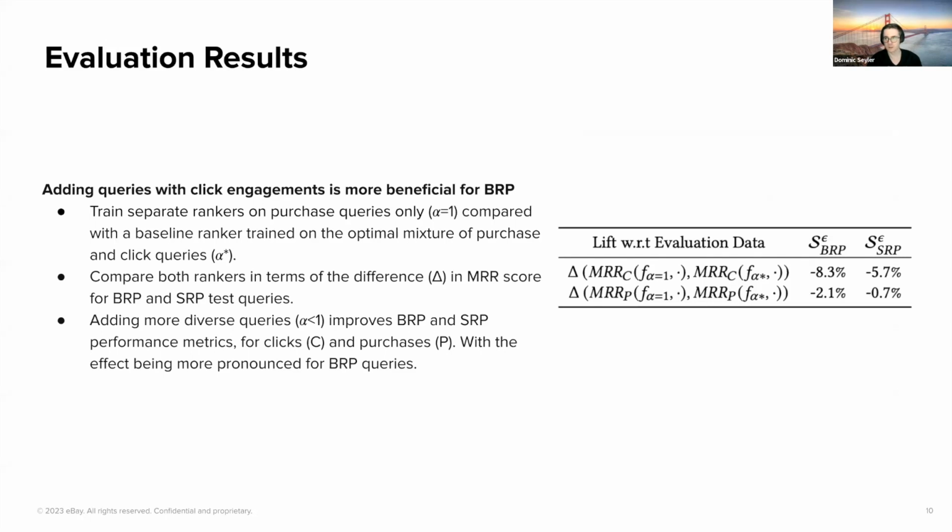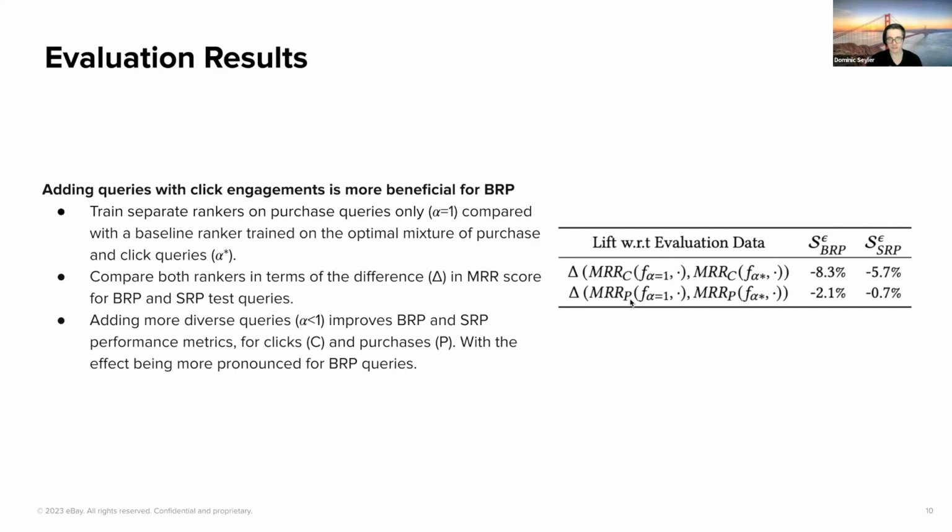Moving on to our evaluation results, where we performed the empirical evaluation of our rankers on our test data sets. The way we do this is we train separate rankers on purchase queries only. This will correspond to an alpha setting of 1. We compare that ranker to a baseline ranker that is trained on the optimal mixture of purchase and click queries, which we call A star in this case. And we compare both rankers on the difference in terms of mean reciprocal rank of the first click event in the search result page, and the mean reciprocal rank of the first purchase event in the search result page.